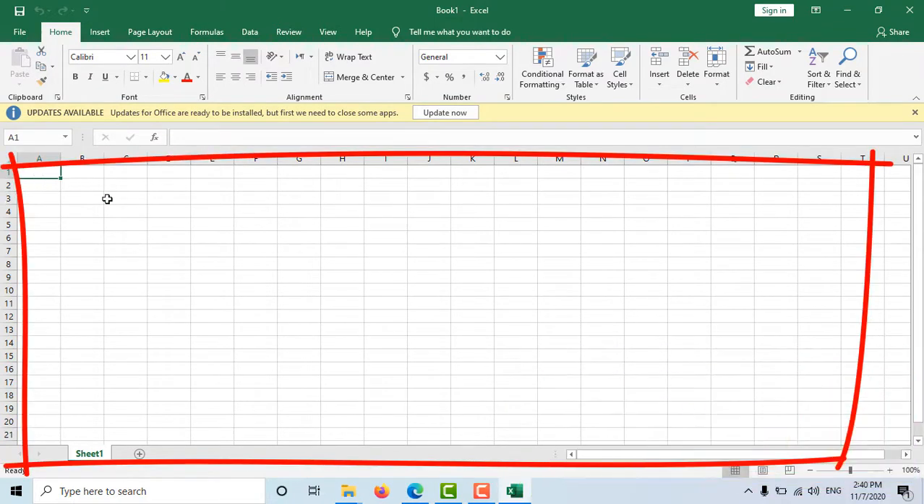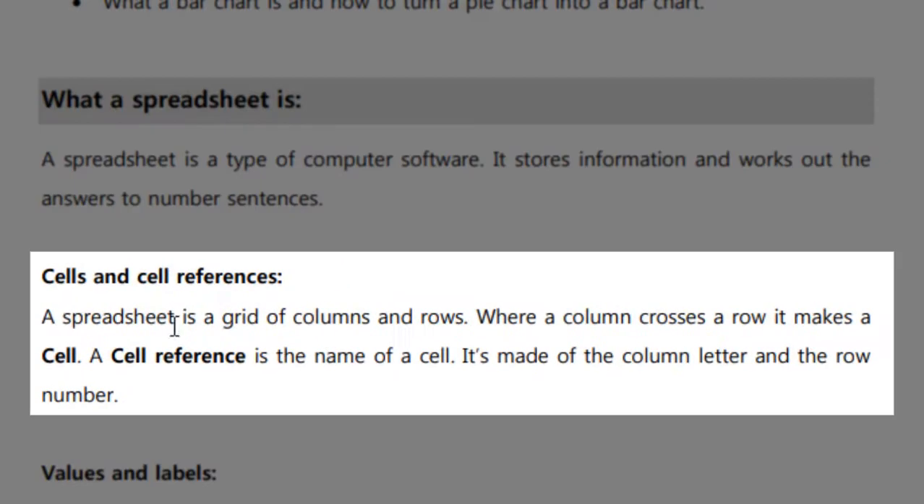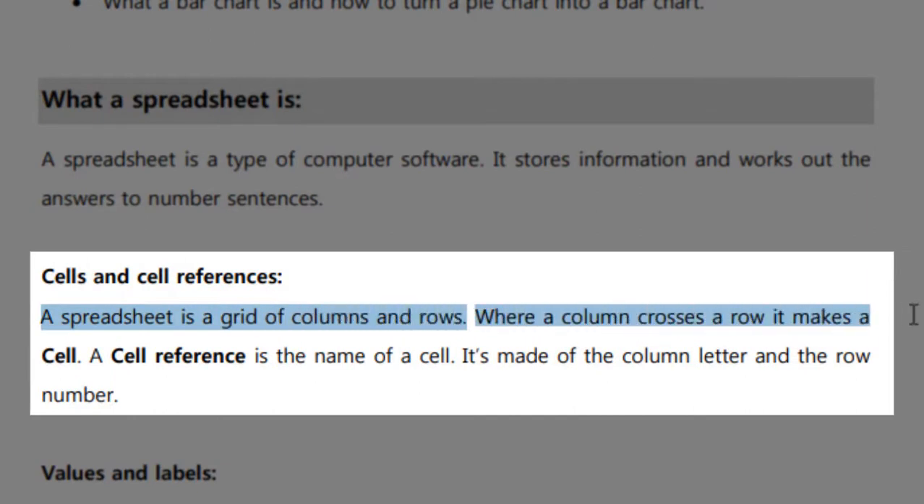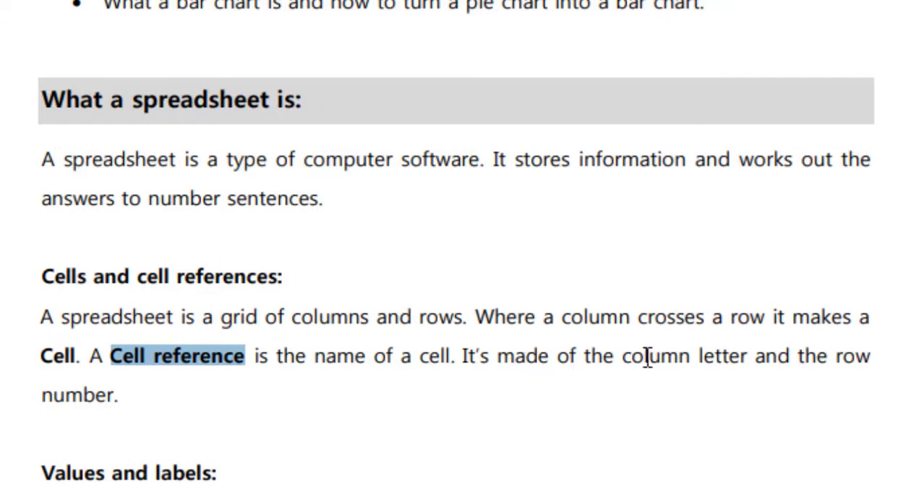As it says in the book, a spreadsheet is a grid of columns and rows. Where a column crosses a row, it makes a cell, and a cell reference is the name of a cell. It's made up of the column letter and the row number.